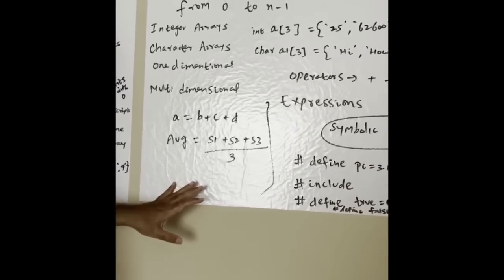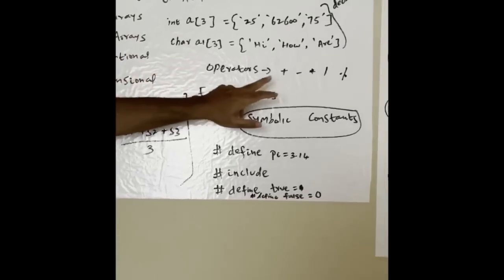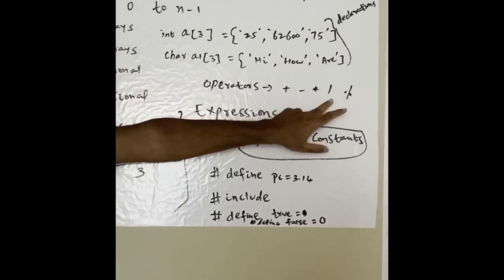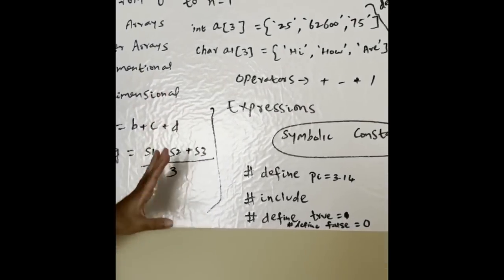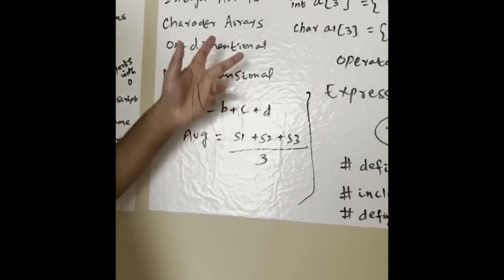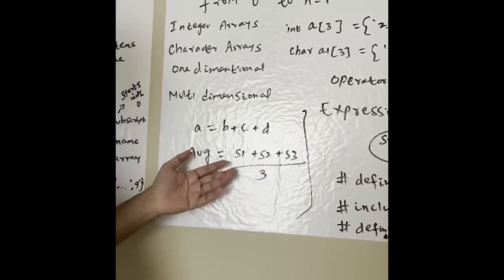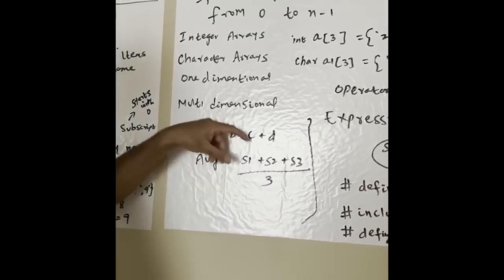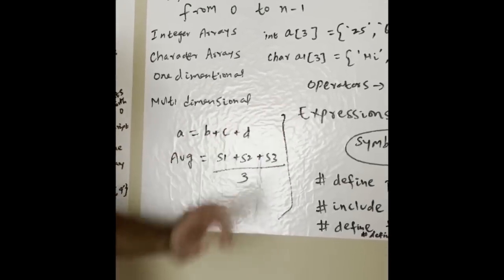Next important thing we need to learn about is the mathematical operators we use. Plus, minus, star, slash for division, percentage. And next are expressions. For example, A equal to B plus C plus D, where these are the variables which are defined. Average equal to S1 plus S2 plus S3 divided by 3. This is to find the average of 3 numbers. This whole thing is called a statement, and expressions are inside the statement.